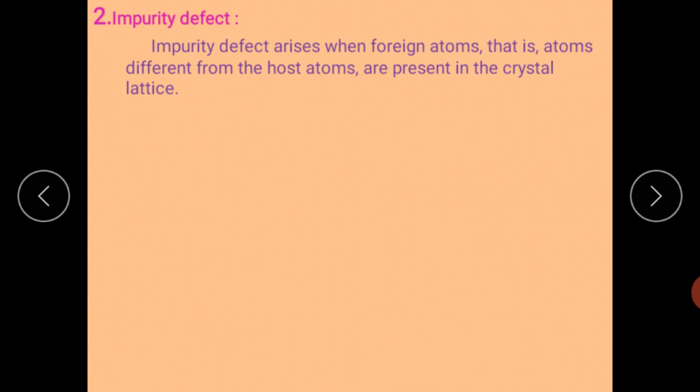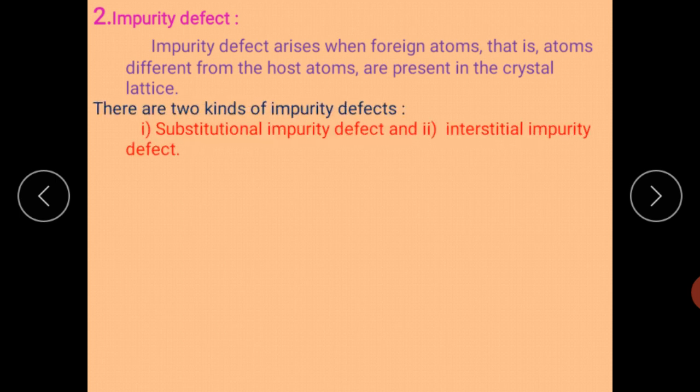There are two kinds of impurity defects. First is a substitutional impurity defect, and second is an interstitial impurity defect. Out of these, first is the substitutional impurity defect.